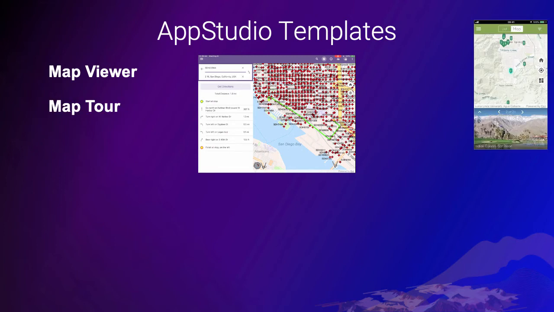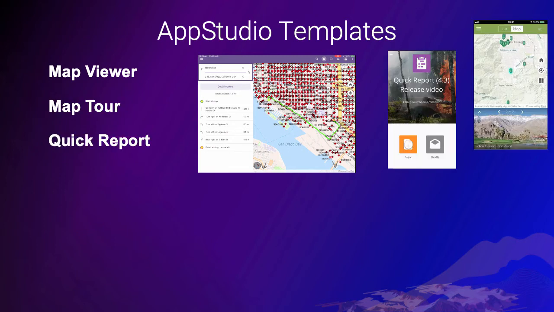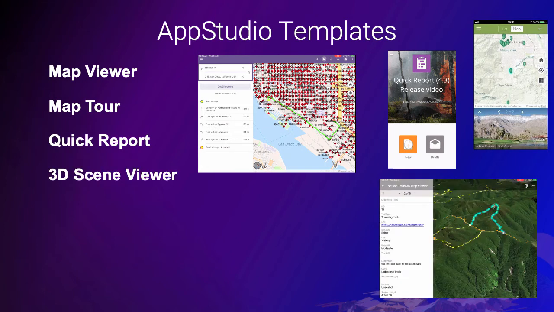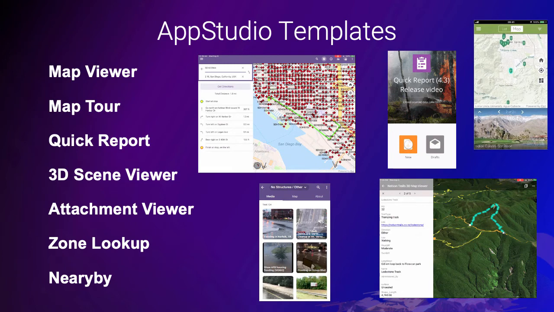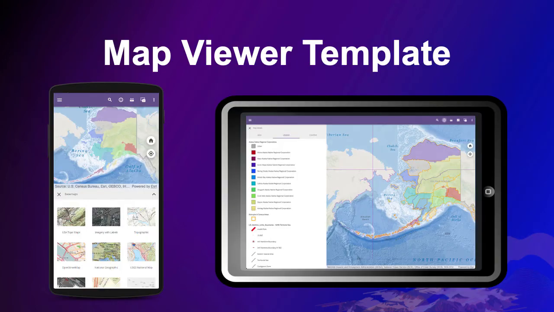We have Map Tour. We have a quick report for doing citizen science or crowdsourcing of data. We have a 3D scene viewer for looking at 3D scenes in a mobile application. We also have a few newer templates: attachment viewer, zone lookup, and nearby. I'll talk a little bit more about those in a minute.